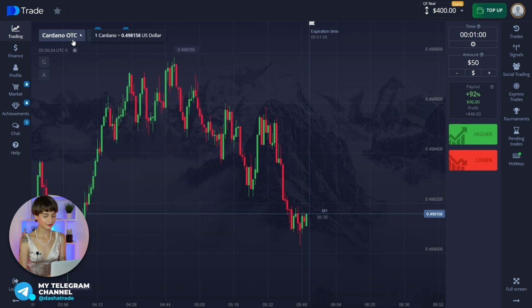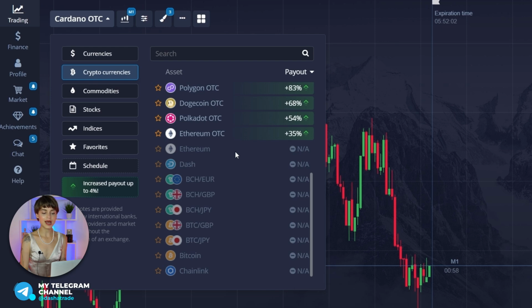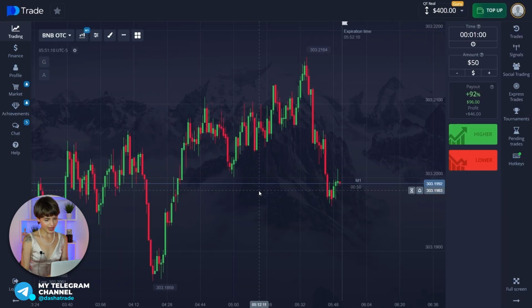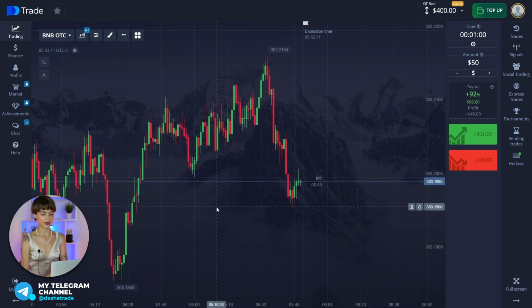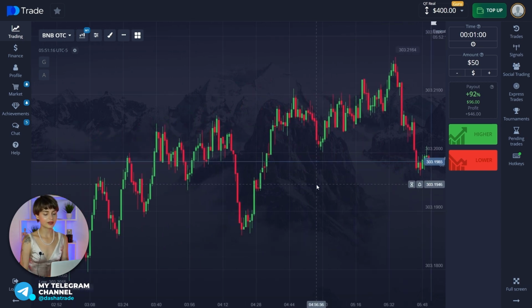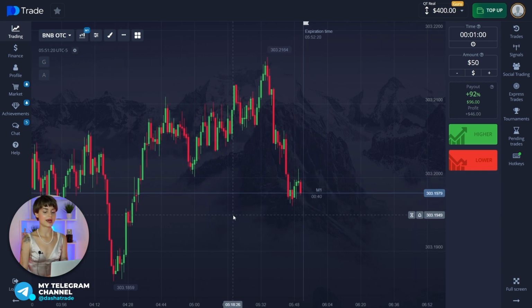Let's figure it out. To trade in crypto, we need to choose crypto assets at the upper left and choose any crypto asset we're going to trade on. Let's choose BNB and see if there's an entry point. To determine which side we're trading on, we need to define levels of resistance and support, those levels that the price rolls back from most often.